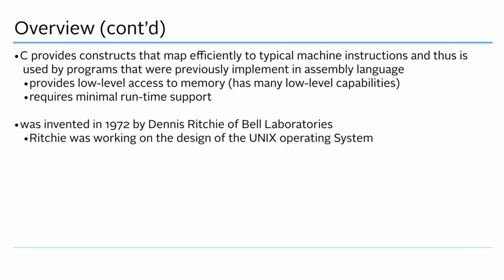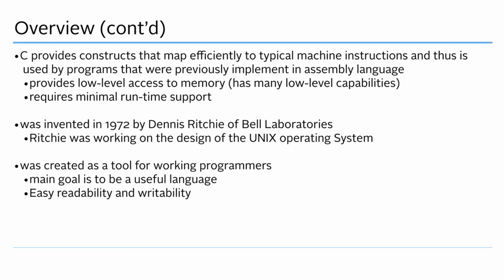Now, a little history about C. It's an older language. It was invented in 1972 by a guy named Dennis Ritchie of Bell Laboratories. He was working on the Unix operating system, which is a precursor to Linux. It's basically an operating system that's running on different hardware. Linux runs on PC hardware. So it's older, which is an advantage. You think it may be a disadvantage, but it's older, so it's been tried and tested.